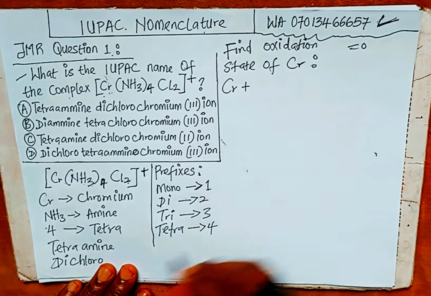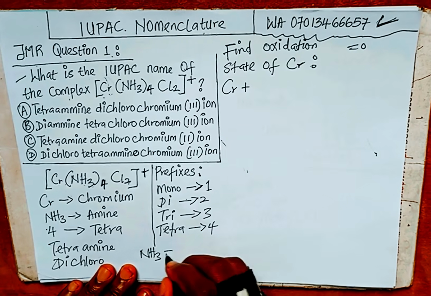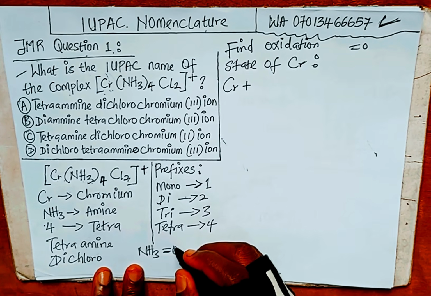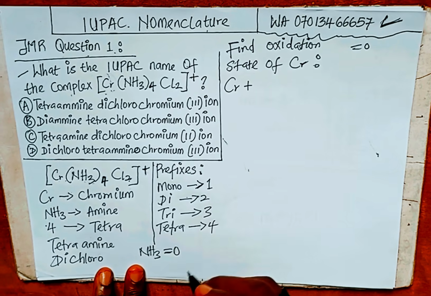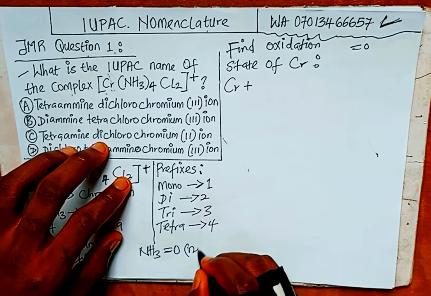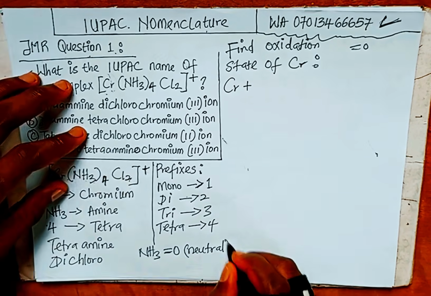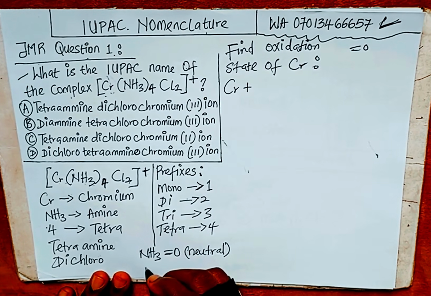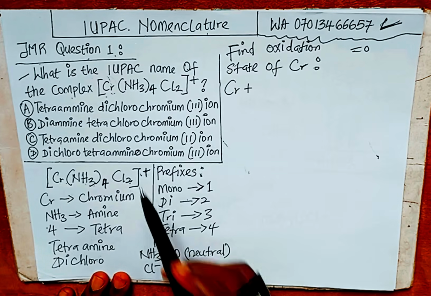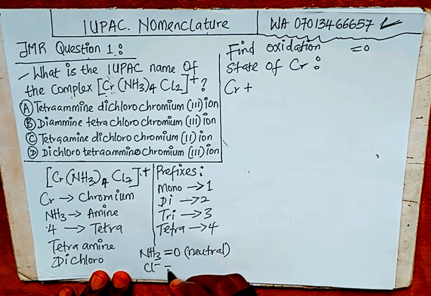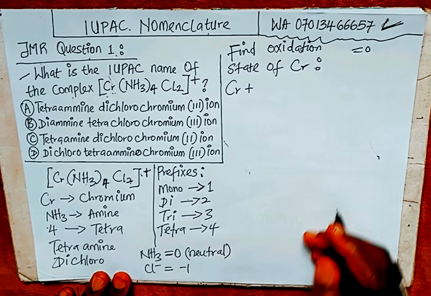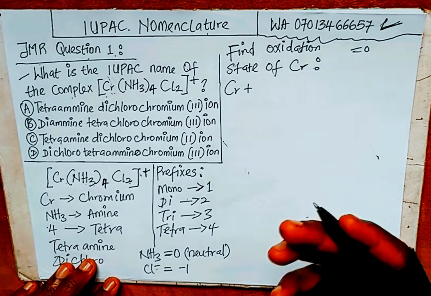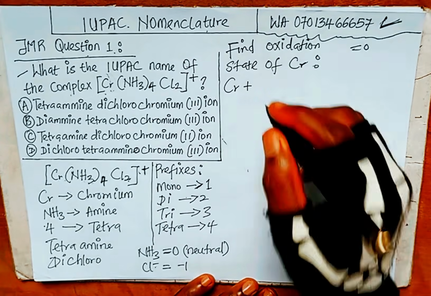In fact, let me just write it. NH3 equal to 0, because it's in its neutral state. So what do we have again? We have chlorine, or chloro. Chlorine ion, because here an ion will be. Chlorine ion is equal to -1, because it's equal to the number of charge. We just have minus one charge there, equal to -1.